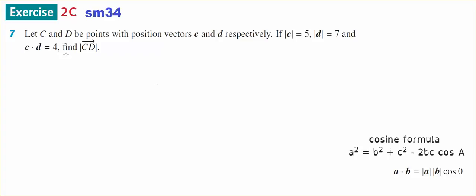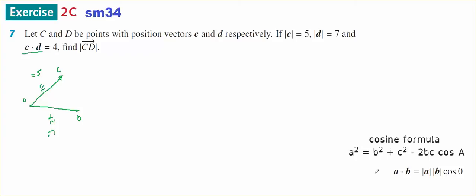Okay, so if this is O and there's C, then that is vector C, and if this is D, that is vector D. And the magnitude of C is 5 and the magnitude of D is 7. And C dot D, that is the dot product, is equal to 4.